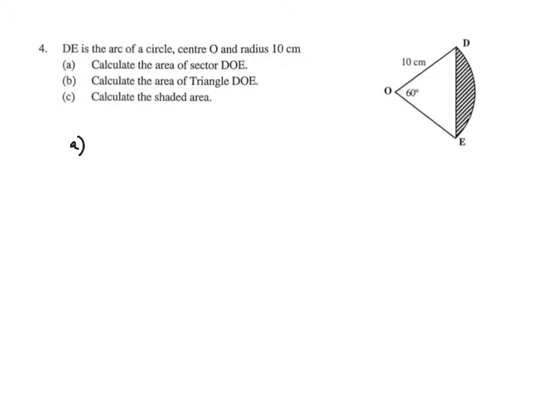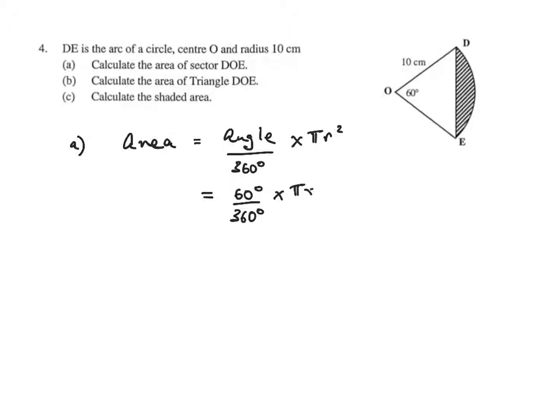Calculate the area of the sector. So it's angle over 360 degrees times pi r squared, 60 over 360. And that gives us the value 52.36 centimeters squared.